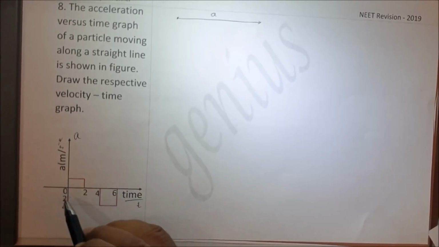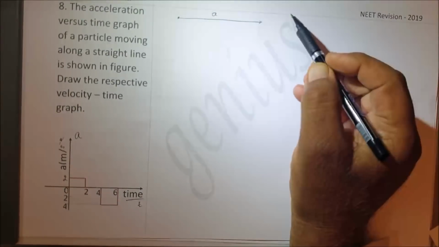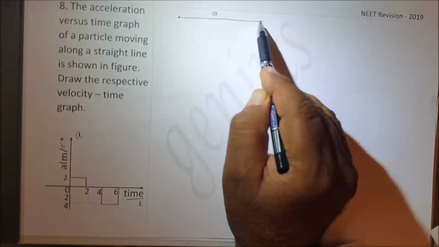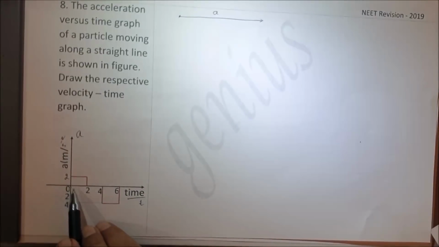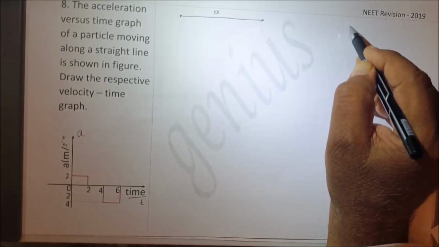Now, this is 0, this is 2. It is moving in a straight line. So what is happening for the first two? We have to make a graph. Okay, I draw here.